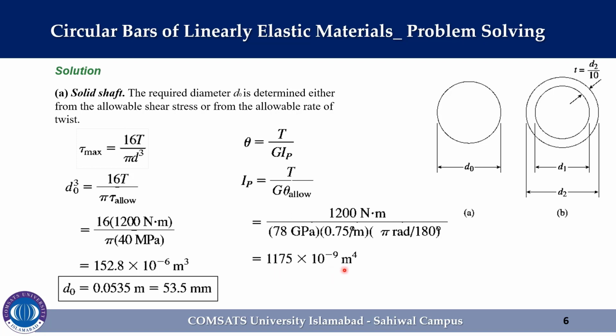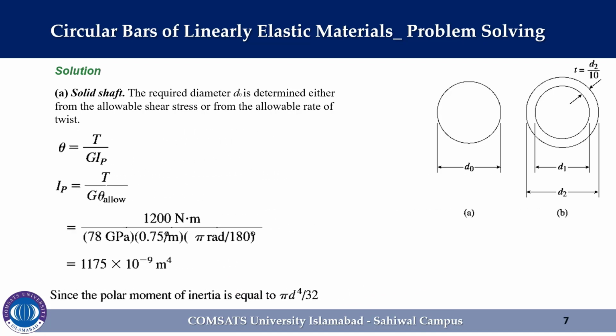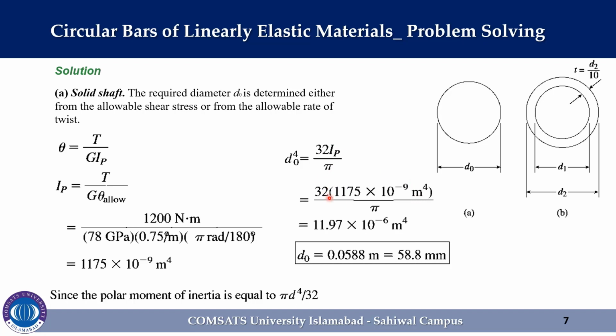Since the polar moment of inertia is equal to pi d4 over 32, the required diameter is d0 power 4 is equal to 32 IP over pi. Now put the value of polar moment of inertia and simplify the equation for d0. The diameter will be 0.0588 meter or 58.8 millimeter.